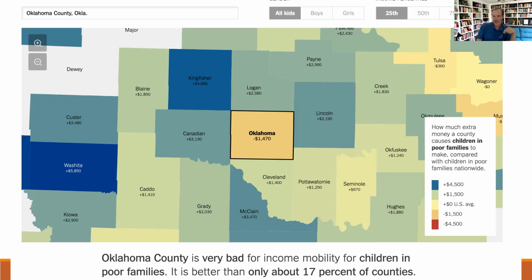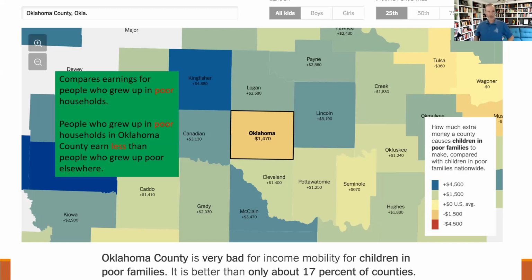So we're gonna look at a series of slides here to look at, if you were born into a family that had a certain income level, what do your life outcomes look like later in terms of your income? So here on this slide, we compare earnings for people who grew up in poor households. So this bottom 20%, and then we look at a child who's born into poor outcomes, what happens to that child as they grow up? What is their income? So people who grew up in poor households in Oklahoma County earn less than people who grew up in poor households elsewhere. So what that says is if you want to escape from low income, Oklahoma County is not a place to do it.